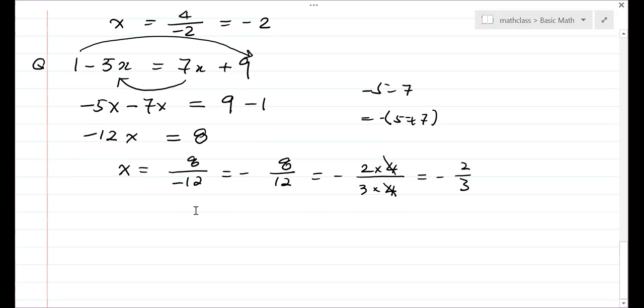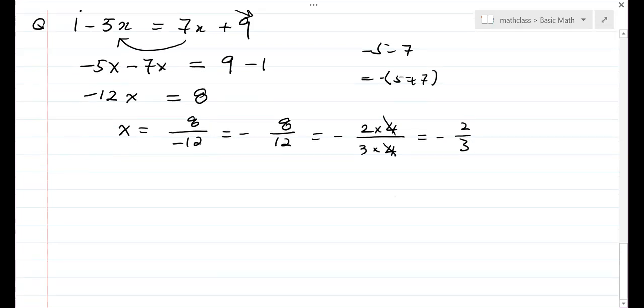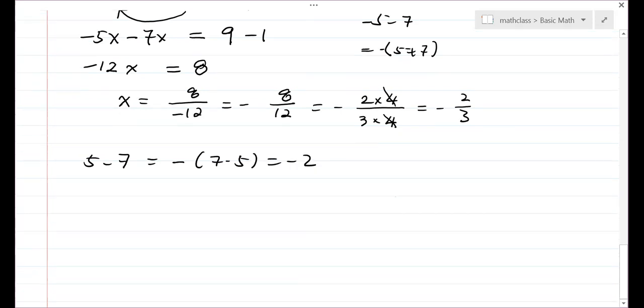Okay, so let's say 5 minus 7, how do people do that? Okay, 7 is larger. So put a negative sign here, 7 minus 5. That's going to be -2. That's how we do that, right? If 7 is larger than 5, you see?